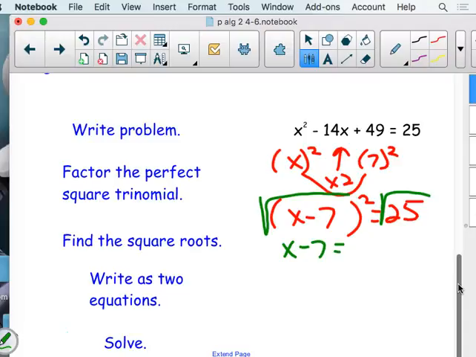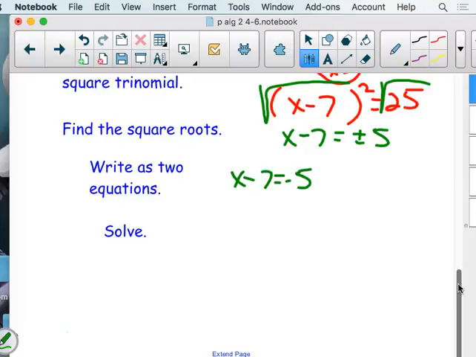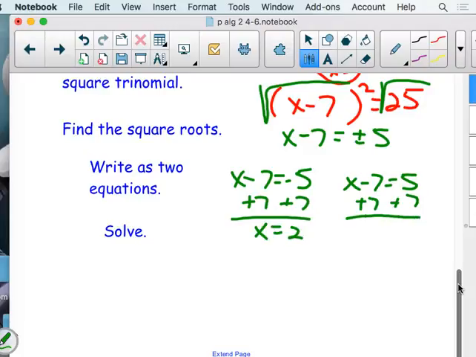So x minus 7 equals plus or minus 5. And what do you do with that? I know you're already doing it because your heads are down. Yeah, you set up your two equations. And then we add 7 all over the place. So we get a 2 and a 12. There it is. Again, checkable. Put it back up in the original, make sure it gives you the 25 on the other side.